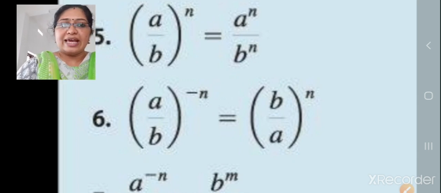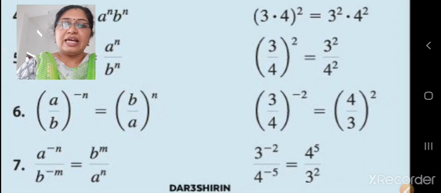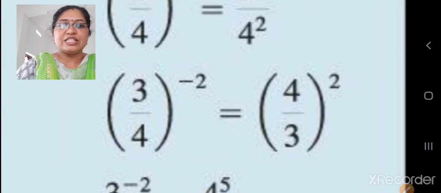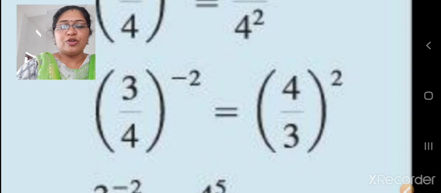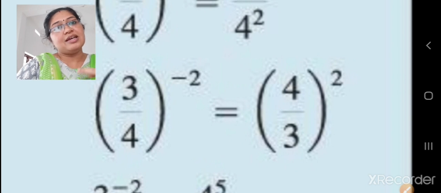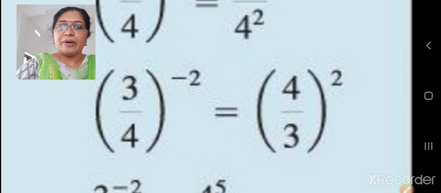Example, how to do? 3 by 4 whole raised to minus 2. Minus 2 means what will you do? To change the negative sign to positive, you will take its reciprocal. 3 by 4 will be written as 4 by 3 whole square.